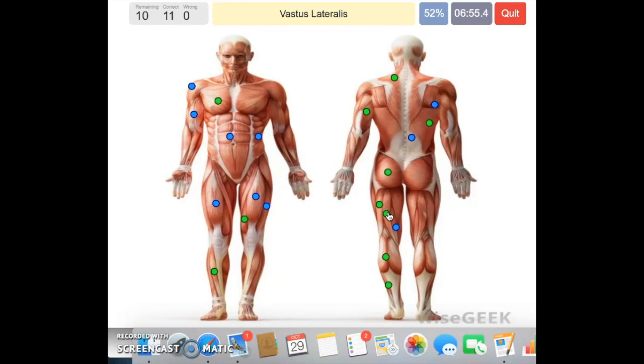Vastus lateralis. Vastus intermedius. Erector spinae. Deltoids. Rectus femoris. Biceps brachii. Semimembranosus. Obliques. Rectus abdominis. Teres major.